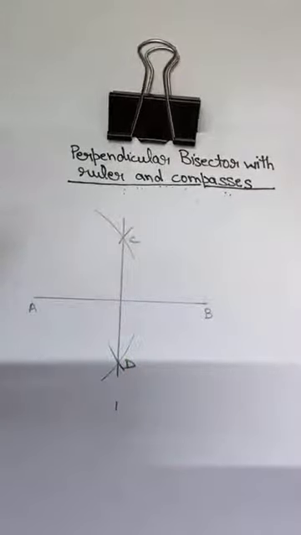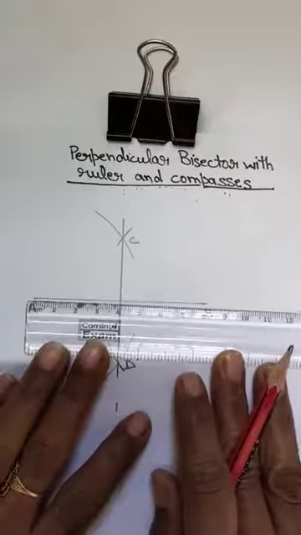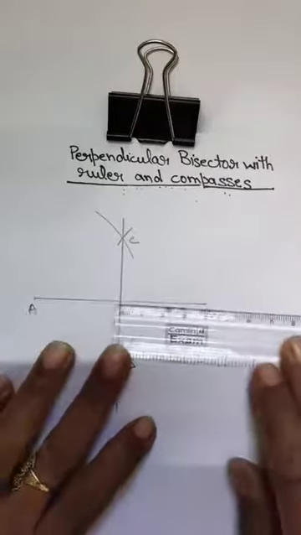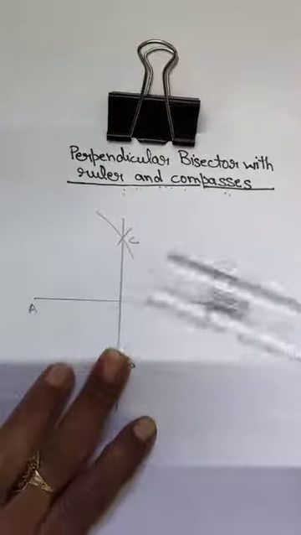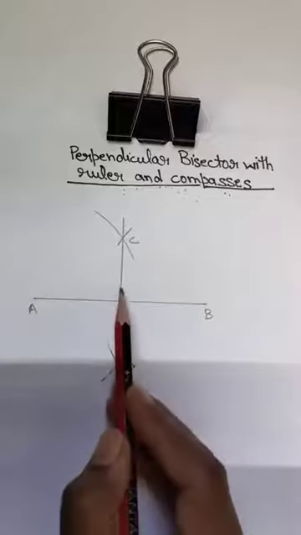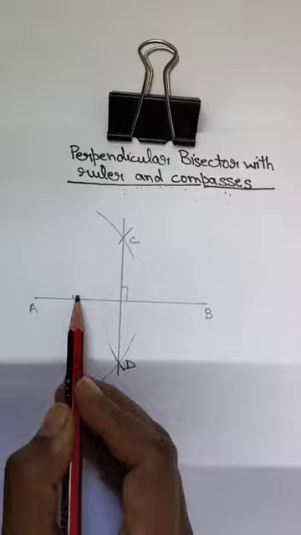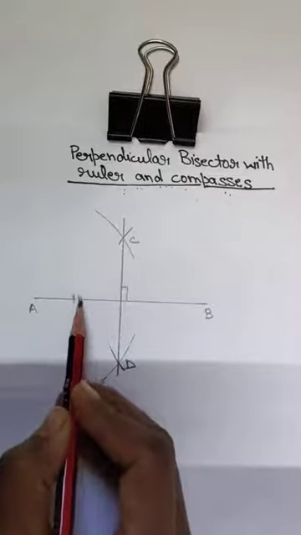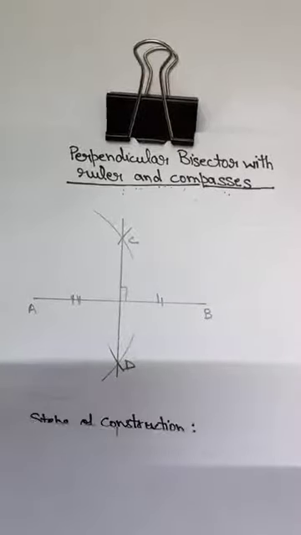Join CD. CD is the perpendicular bisector of AB. Let me show you. See, this half portion is 4 centimeter and this half is also 4 centimeter. Total I have taken 8 centimeter. So here it is making a 90-degree angle, perpendicular also, and dividing line segment AB into two equal parts also. See its steps of construction now.